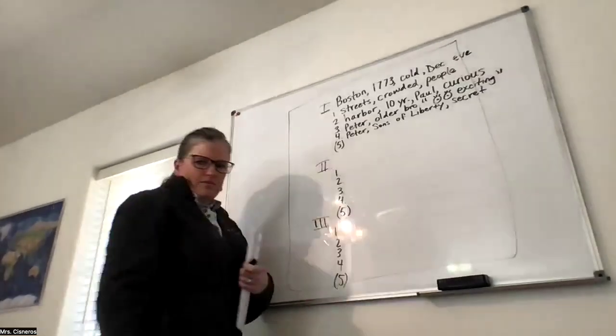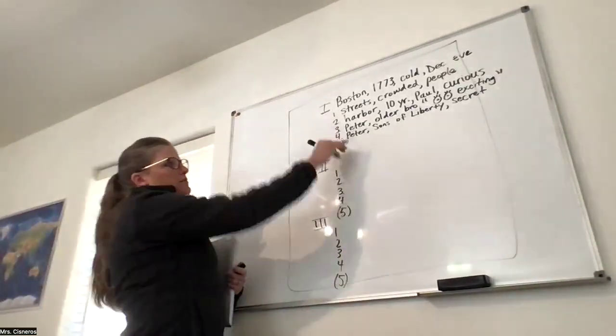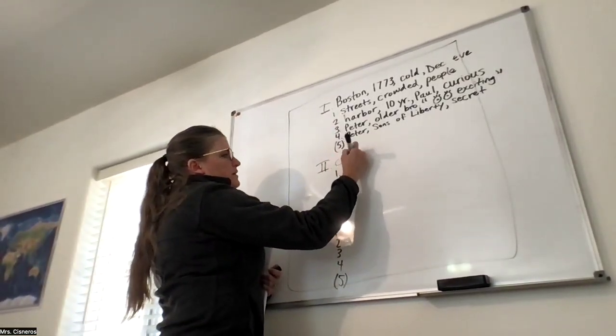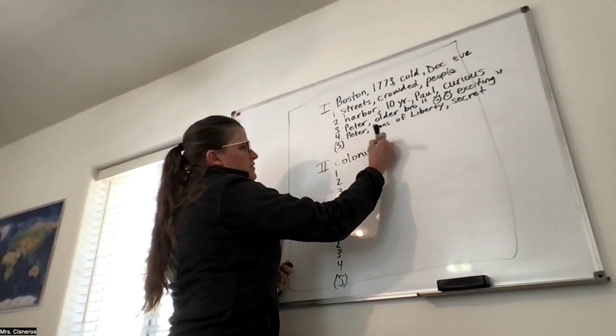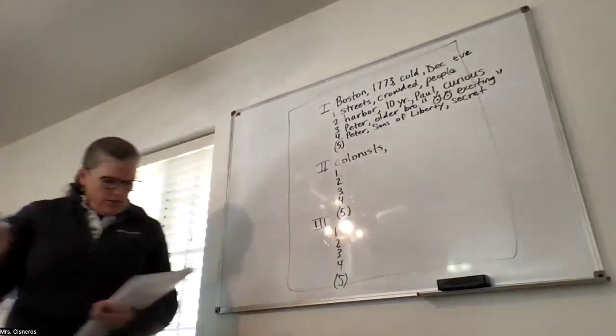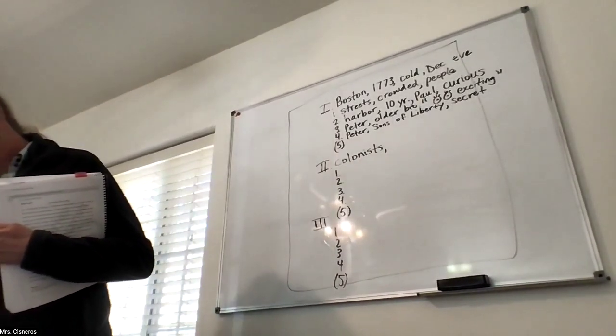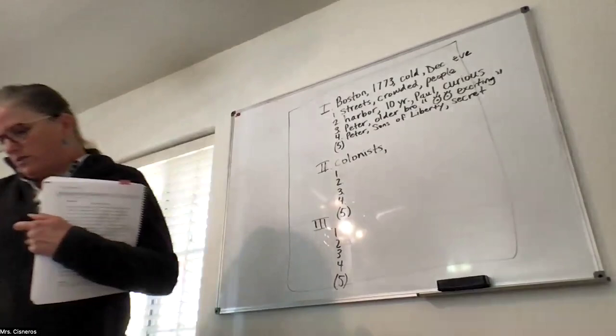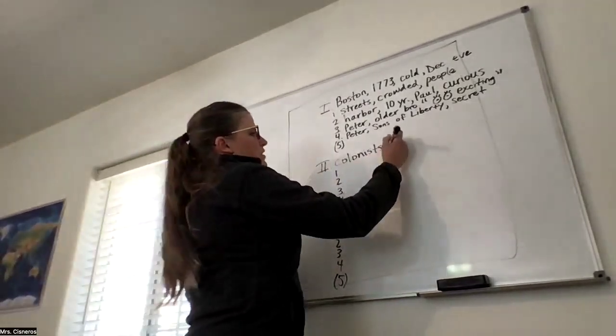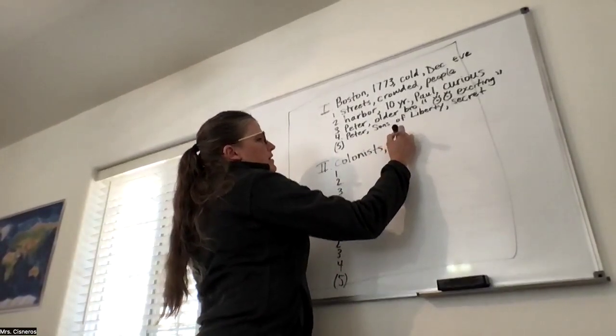The only people we haven't really talked about yet are the colonists, so we need to bring them into the scene here. The colonists, they did not want to do something. What did they not want to do? Buy tea, because they have tax. No buy tea, because England has tax on tea.